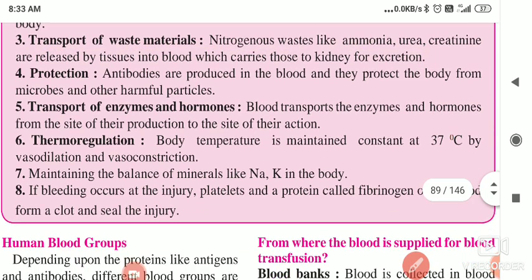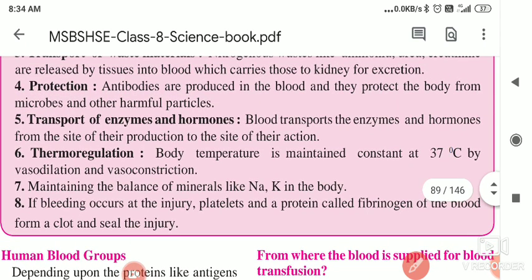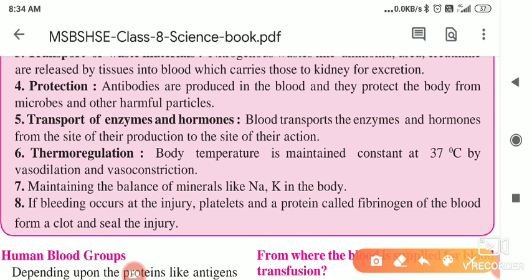Next is protection. As I told you, blood has WBCs, and they work as soldiers in our body. So protection is also one of the functions of blood. Antibodies are produced in the blood and they protect the body from microbes. If any foreign material comes into the body, the blood fights it, and in the same way the antibodies fight the bacteria and protect the body from microbes and other harmful particles.